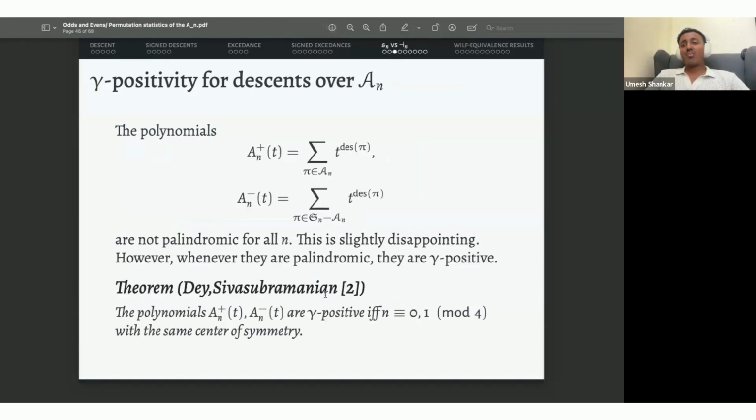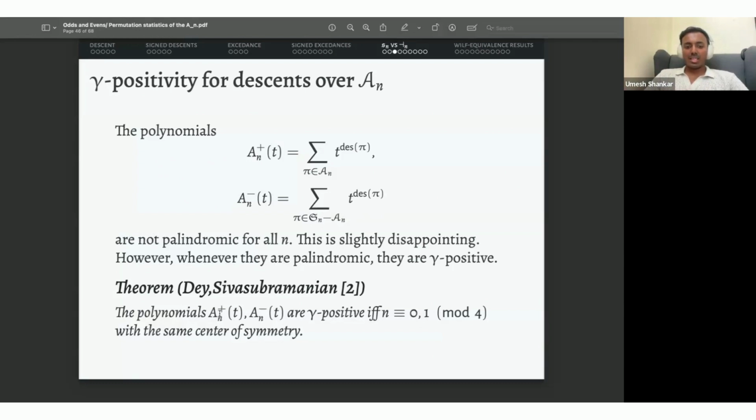So over An, what can we say about the descents when we look at them just over An and not over Sn? So An plus will be the descents looked at over An, and An minus will be the descents looked at over Sn minus An. The problem here is that for all n, these polynomials are not palindromic. This is slightly disappointing. However, whenever they are palindromic, they are gamma positive.